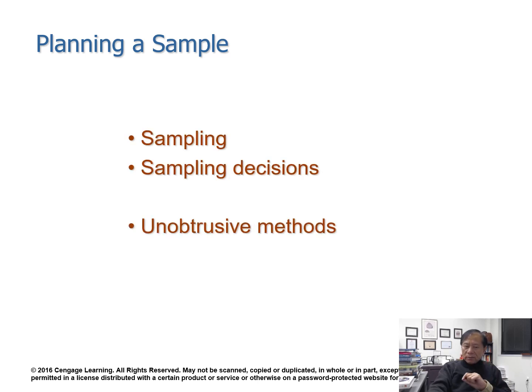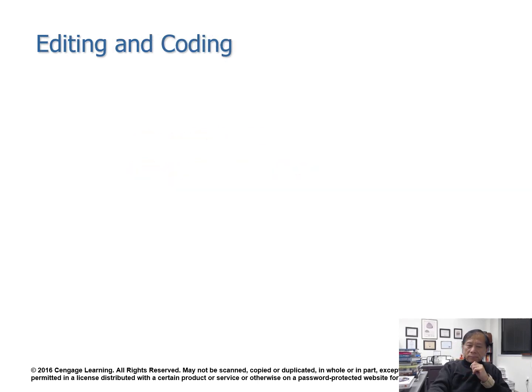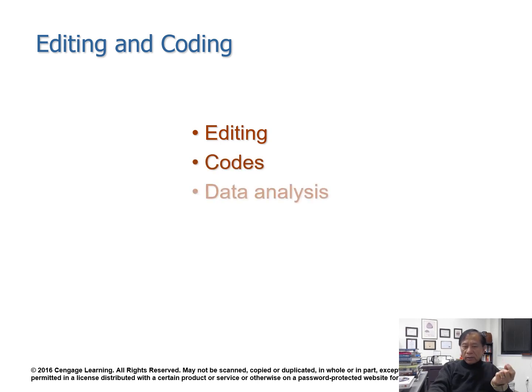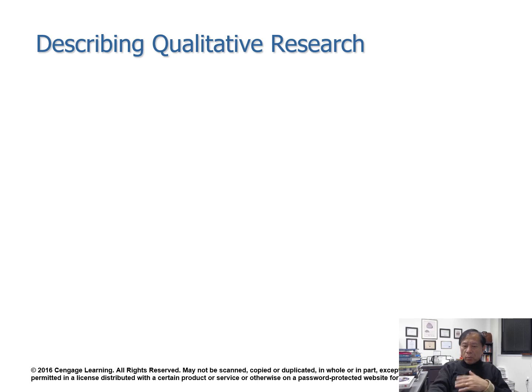Sampling decisions. What is unobtrusive method? Okay. Editing and coding. What's editing of the data and coding of your data? Right? And data analysis and conclusions. Okay? We talk more about this as we go.